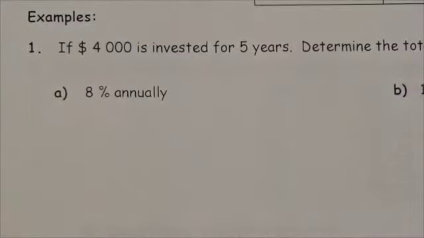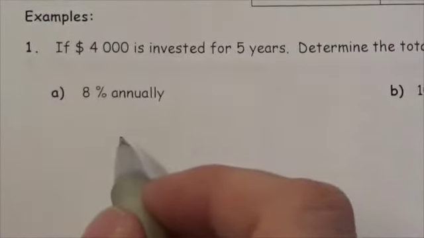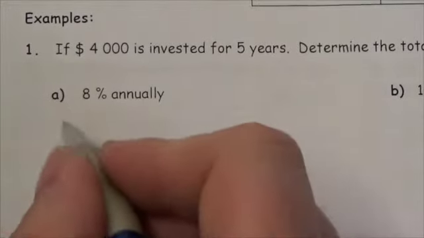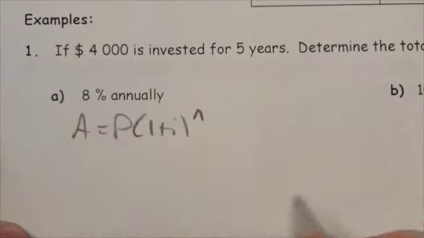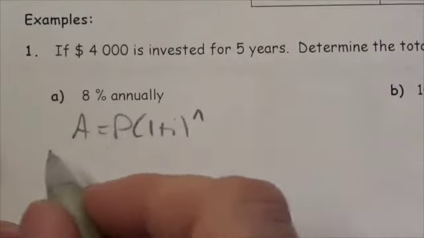If $4,000 is invested for 5 years, determine the total amount at each interest rate after 5 years. All right, so let's talk about what would happen if we had it at 8% compounded annually. Okay, so here's our A equals P(1 plus i) to the n. So we're going to figure out our final amount here.